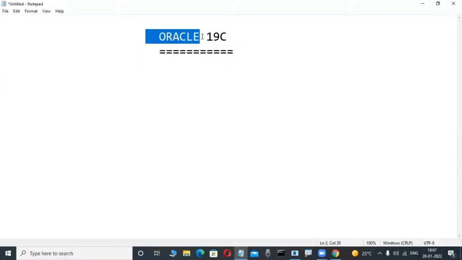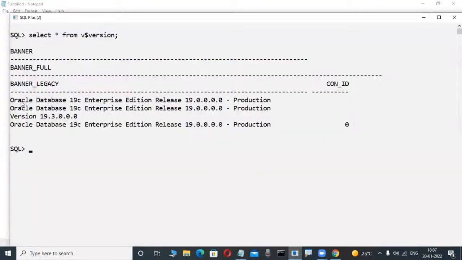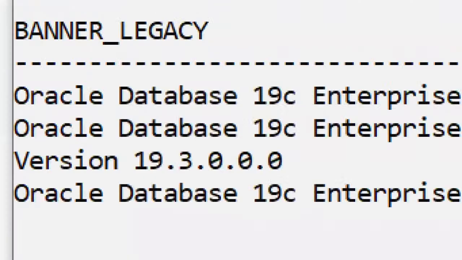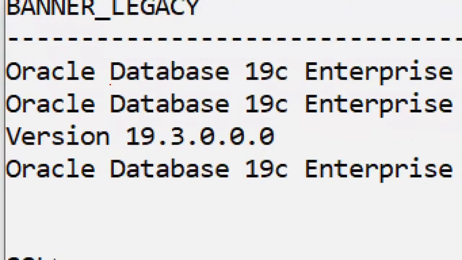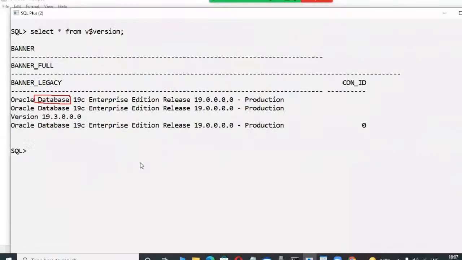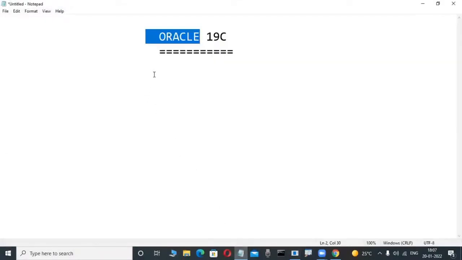But what is this Oracle? Slowly observe the screen. Oracle is a product from Oracle Corporation. Here, this is a database product. Oracle is a database product. So many fellows have the idea. Oracle is a database product. Okay, fine.